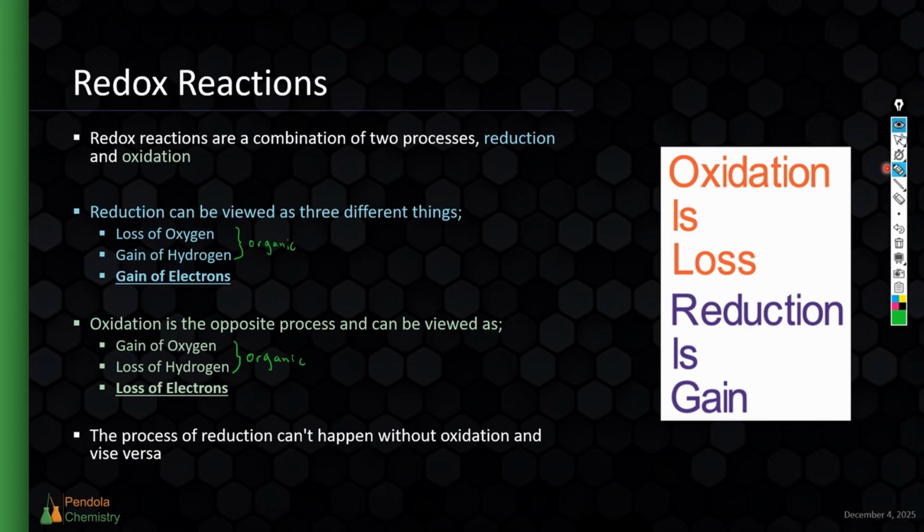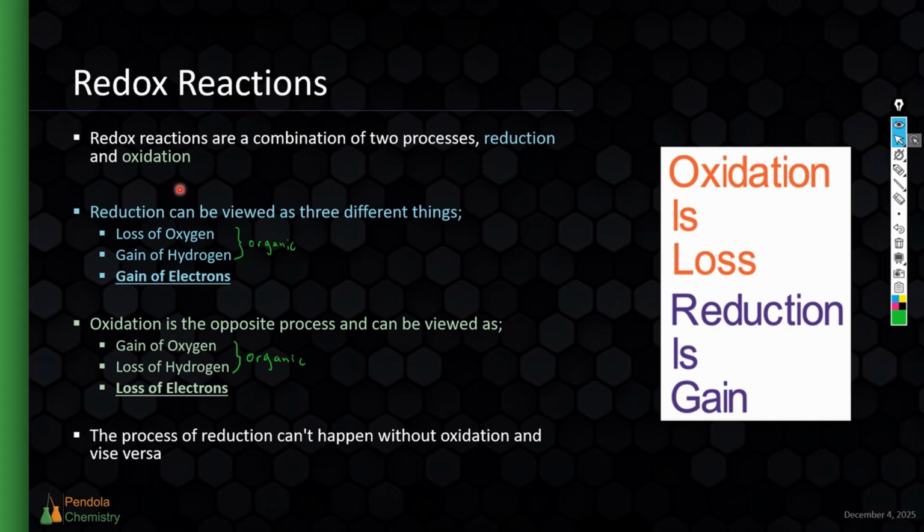However, we later realized that it's not the oxygen or the hydrogen that play the key role in the process. The process of oxidation is mainly going to happen when an element is losing electrons. So oxidation is the loss of electrons, which is the exact opposite of the reduction process, which is the gain of electrons.